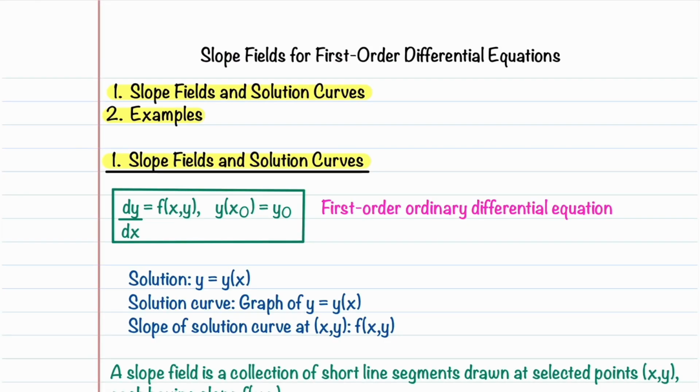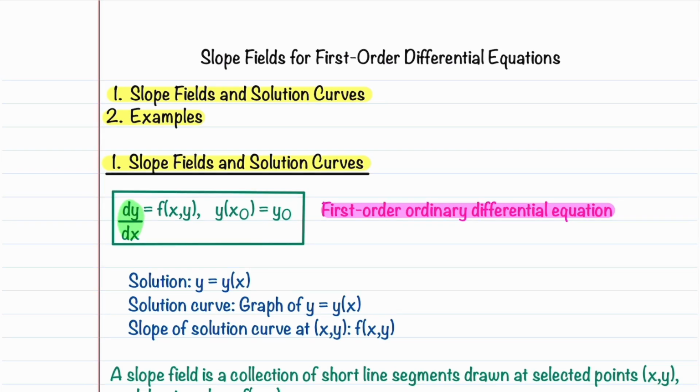Let's start by looking at a first-order ordinary differential equation. On the left, we have a first-order derivative, and on the right, we have a function of x and y. We also have an initial condition that tells us that the solution y of x passes through the point x0, y0. The solution curve that we're going to be constructing is just the graph of the solution y.